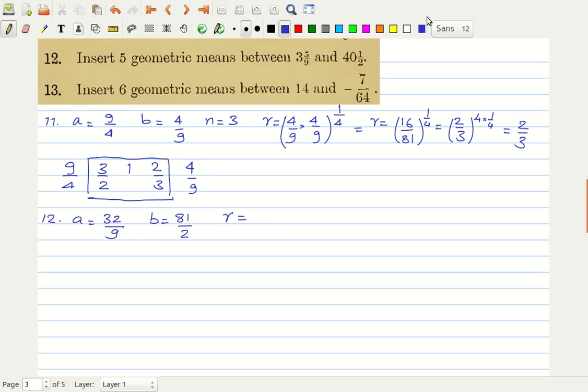So let us now look at problem number 12. In problem number 12, we know that A is going to be 32 by 9, which is 9 3 by 5, and B is going to be 81 by 2, which is 41 by 2. What is R going to be?